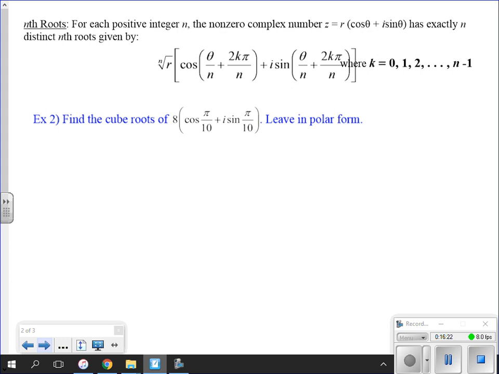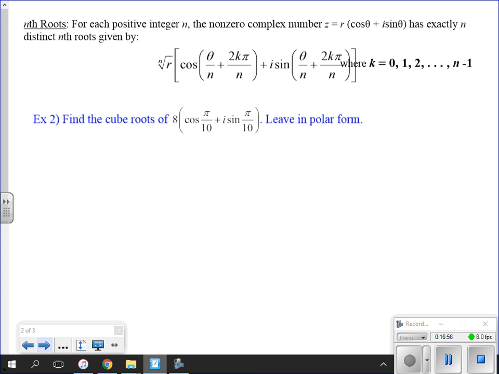Okay? Because if you look at it here, your formula is cosine of the angle theta divided by the root that we're taking, plus 2 pi over that root times k. k goes from 0 to 1 less than our root number, n minus 1. If we're taking the nth root, k goes from 0 to 1 less than the root number.